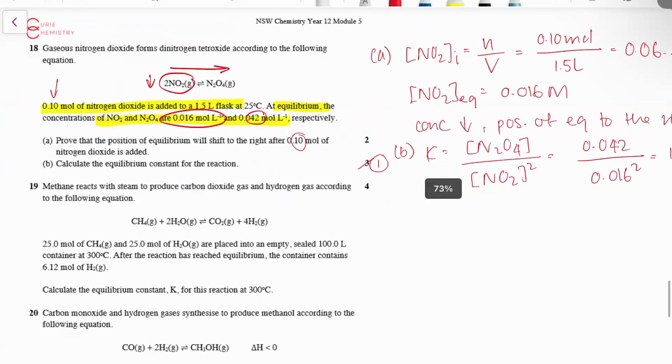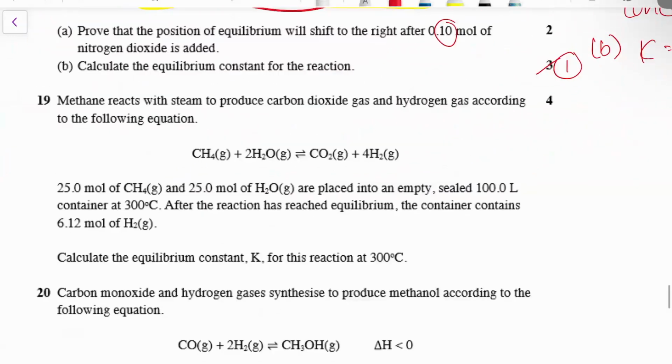Okay. Question 19. Methane reacts with steam to produce carbon dioxide gas and hydrogen gas according to the equation. 25 moles of CH4 and 25 moles of H2O are placed in an empty sealed 100-liter container at 300 degrees Celsius. After the reaction has reached equilibrium, the container contains 6.12 moles of H2. Calculate the equilibrium constant. Now, interesting thing here is because it happens at 300 degrees Celsius, the water is no longer liquid. So keep that in mind.